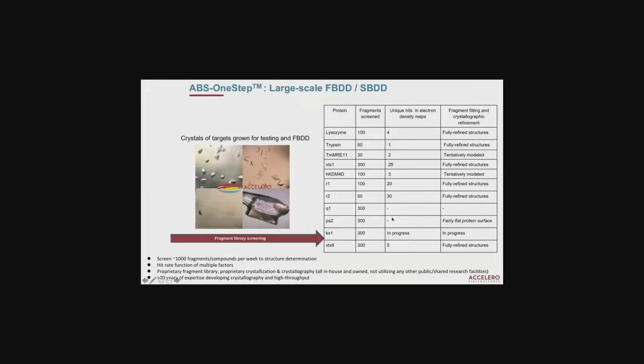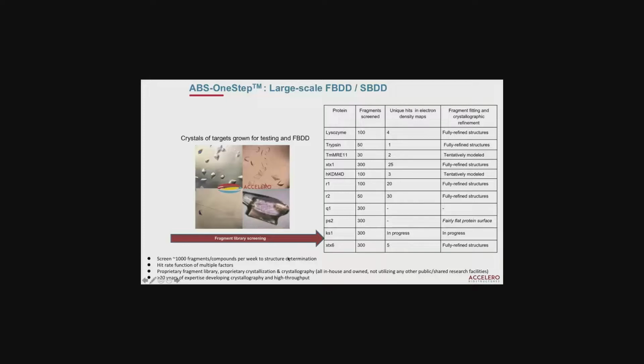So we are now up to, this table shows about 10 or 11 projects that we have gone through, and the number of compounds we test. Typically, we are now all the way up to 300, or in some cases, we have gone to 500. We can now go all the way with our proprietary fragment library, proprietary crystallization and crystallography, and this is all in-house and owned by Accelero. So we do not utilize any other public or shared research facilities to do this. We have built up our entire high-performance computing, in-house high-throughput crystallization, imaging, and everything.